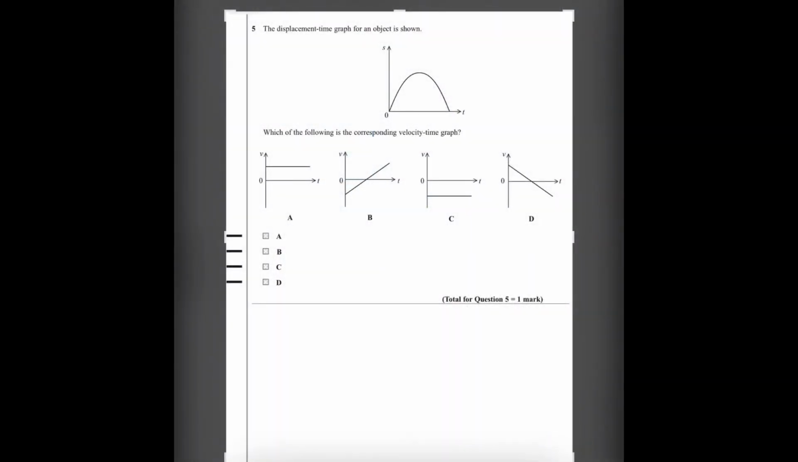Number 5, the displacement graph for an object is shown. So this is the displacement and this is the time. So this is the displacement time graph actually. Which of the following is the corresponding velocity time graph? Let's imagine, instead of a displacement time graph, that this is a ball. We throw the ball upwards and it goes up and it goes down. In this way we can see that there is always an acceleration downwards, right? If there is always an acceleration downwards, it is due to gravity.